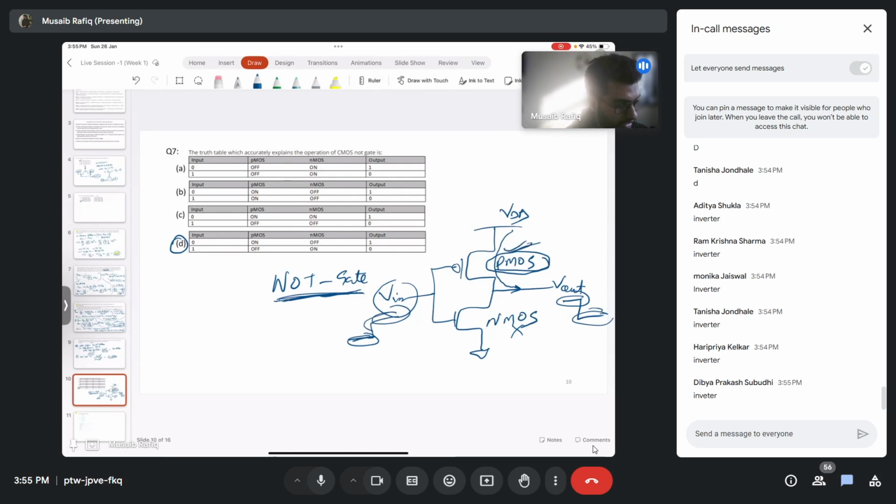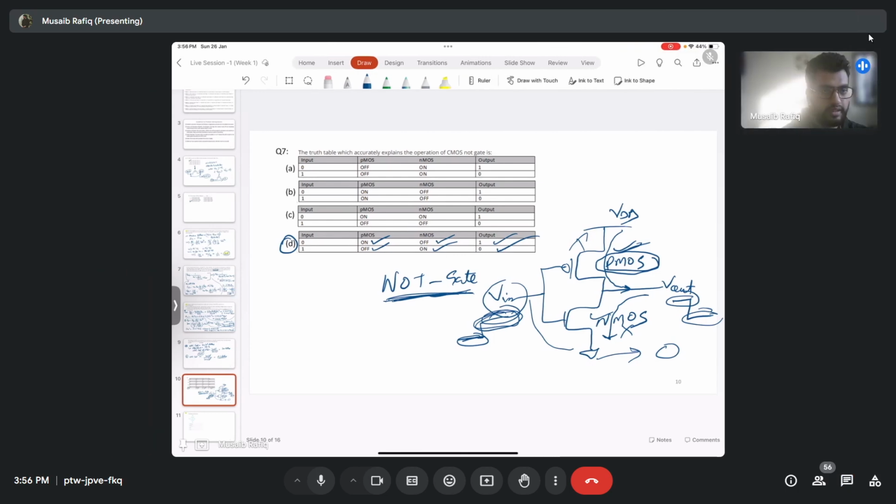When Vin is high, this PMOS is off and NMOS is on, and as a result, this output node gets pulled down to ground, and we have output equal to 0. So PMOS is on for input 0, NMOS is off. For input 1, PMOS is off, NMOS is on. Output high, output low.